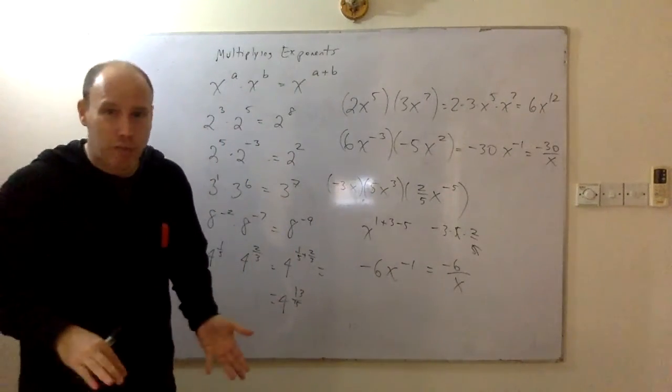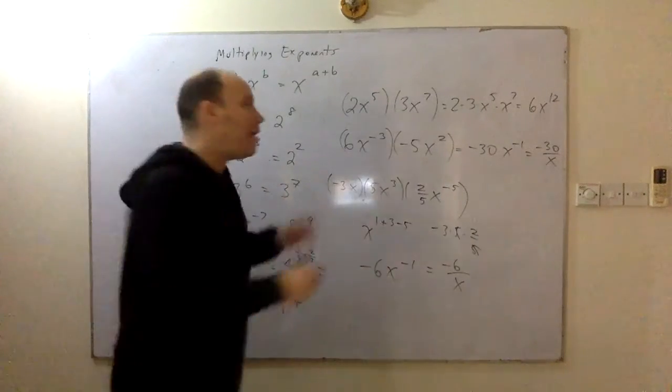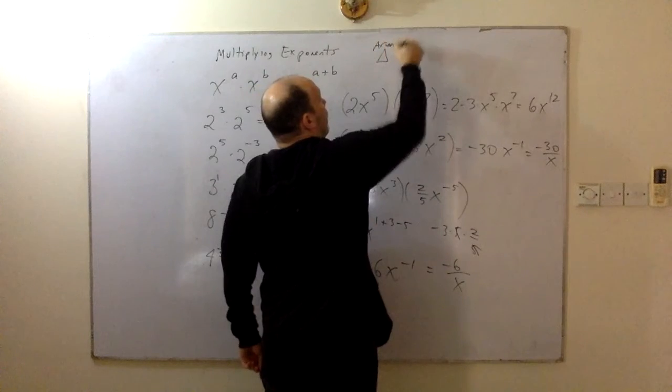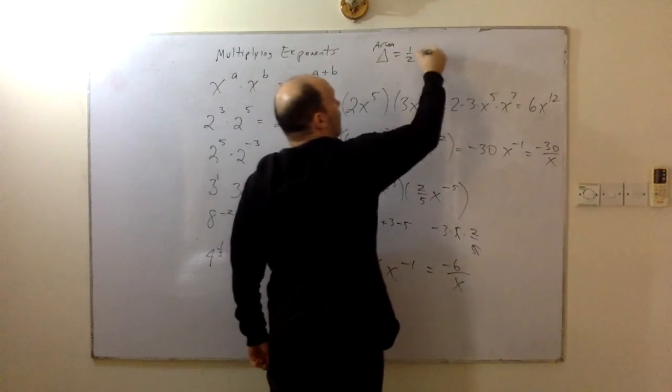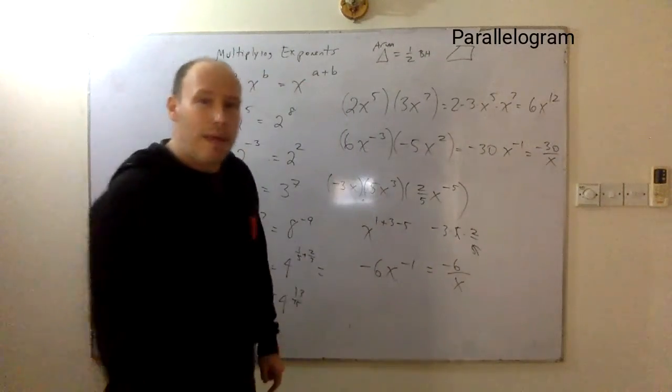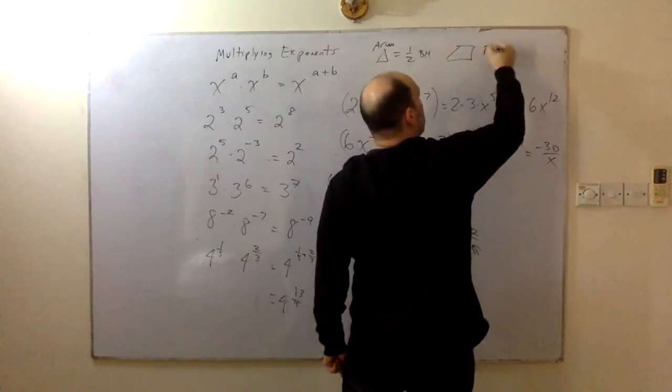There's some application problems which ask for the area. Please remember the area of a triangle is 1/2 base times height, and the area of any quadrilateral is base times height.